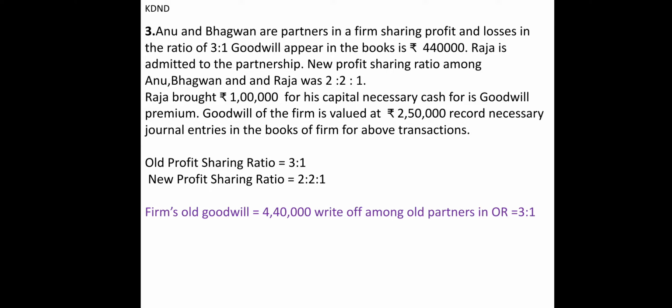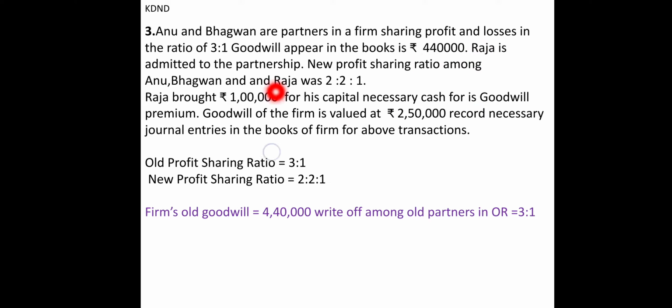Now comes the next sum. Anu and Bhagwan are partners in the firm, sharing profits and losses in the ratio of 3:1. Goodwill appearing in the books is 4,40,000. This is the old goodwill. Now the old goodwill is to be distributed among the partners in their old ratio. You can see here, I have highlighted it, right?